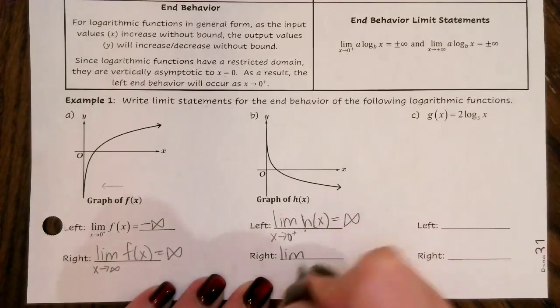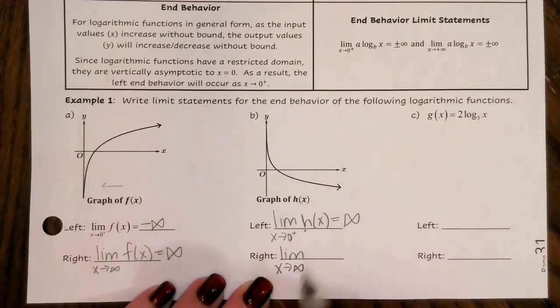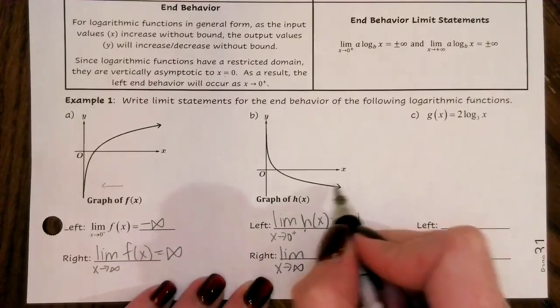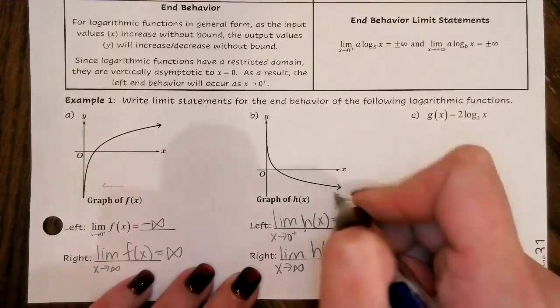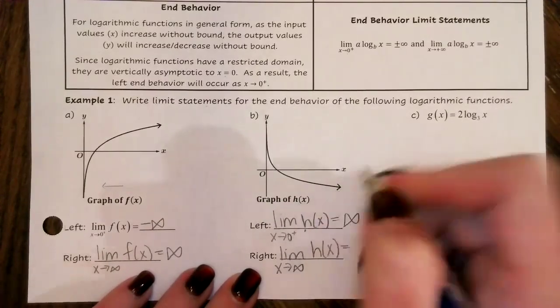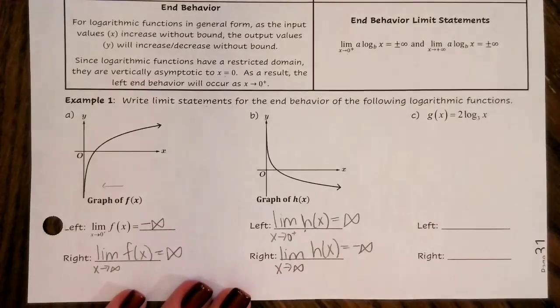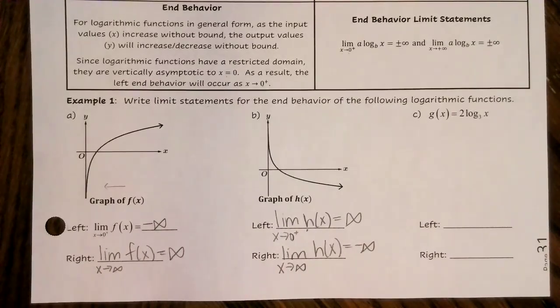And then on the right-hand side, I would say as x approaches positive infinity, because it's moving to the right over here, of h of x. Now this graph is moving down, it's decreasing, and so it is moving towards negative infinity.